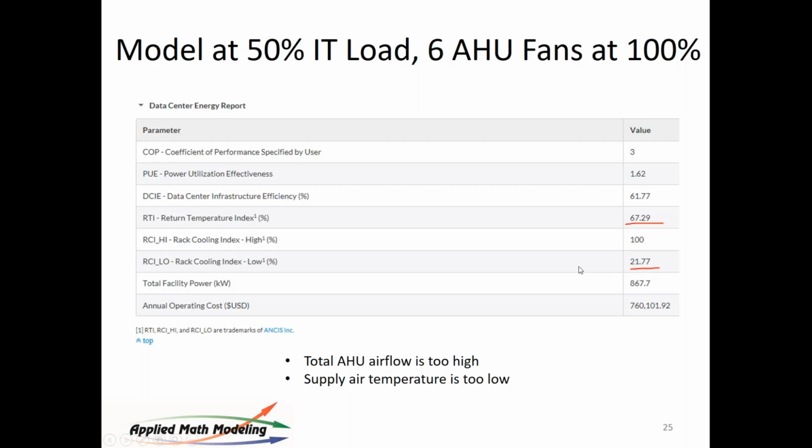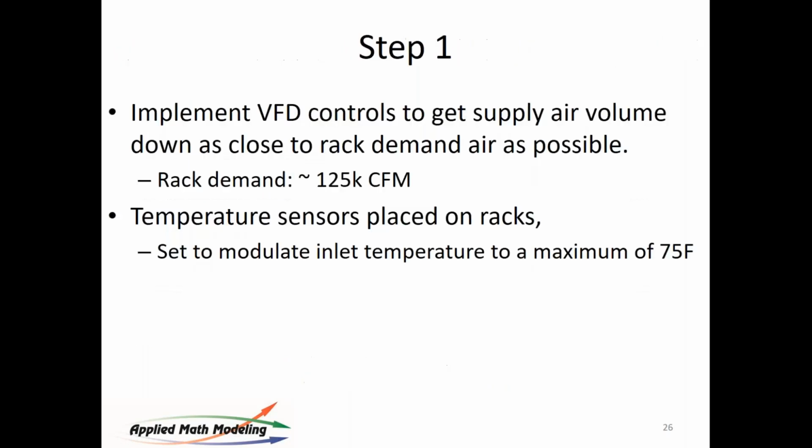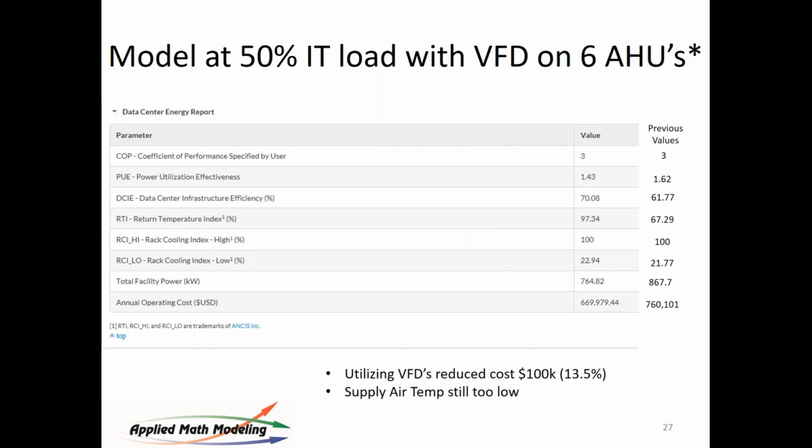So you begin to say, okay, what if I put VFDs on those 6 units? The first thing to do is get the VFDs in place. Again, we assume 125 CFM per rack. We put the temperature sensors on every rack and we set it to a temperature. I think I did 75 F here. I'd have to look. Now that helps things right away. So putting 6 AHUs in place with VFDs on them helps a whole lot.